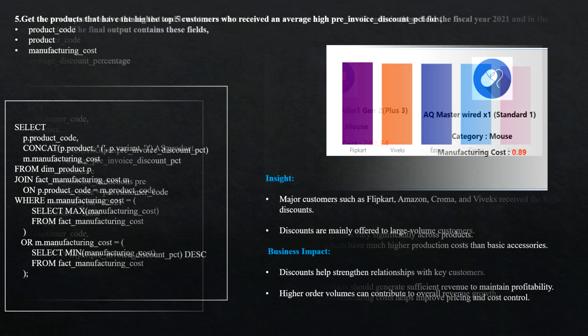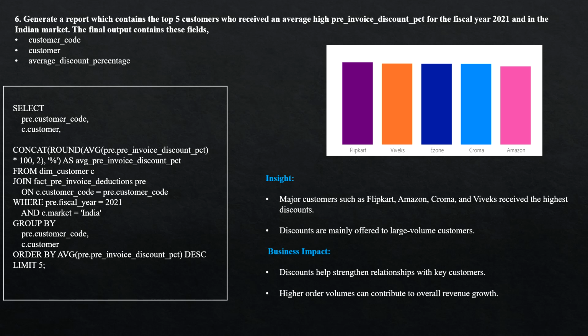Sixth request, generate a report which contains top 5 customers who received an average high pre-invoice discount PCT for the fiscal year 2021, and in the Indian market. The final output contains these fields like the customer code, customer average discount percentage.